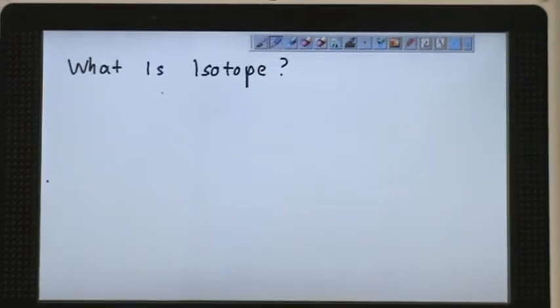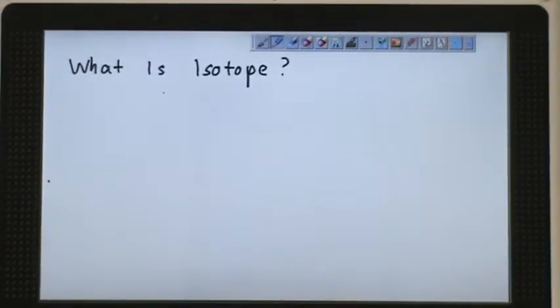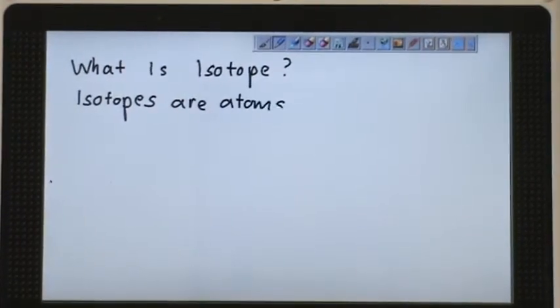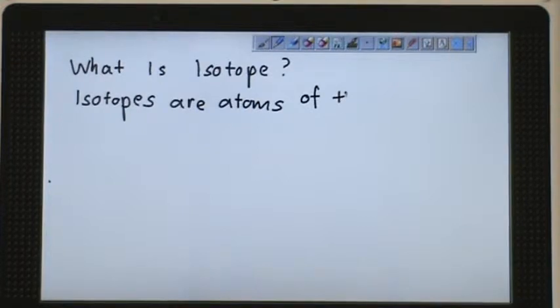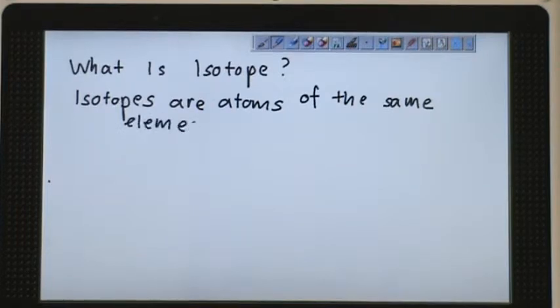What is an isotope? Let's define what an isotope is first. Isotopes are atoms of the same element. Let's slowly follow this definition first. Later we're going to find out what it means exactly.